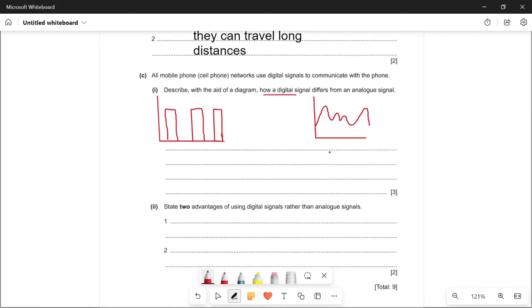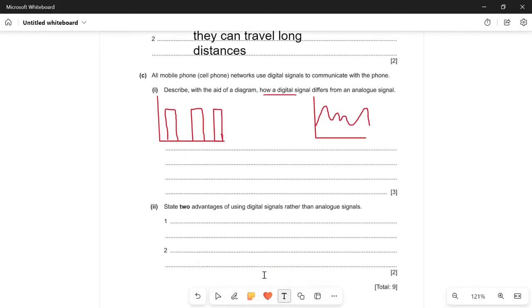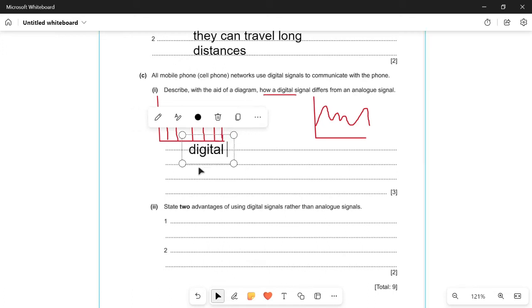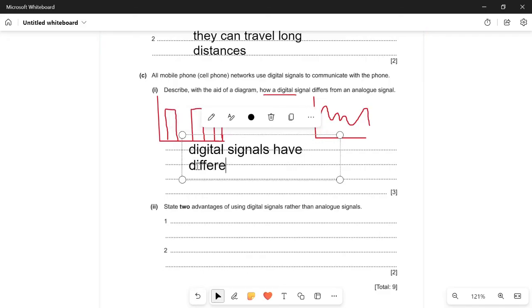So it could be something like this. So we can write it as: digital signals have only two values, but analog signals have variable values. So that's the difference.